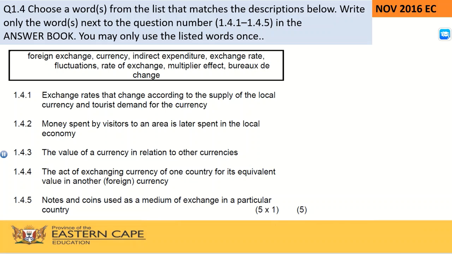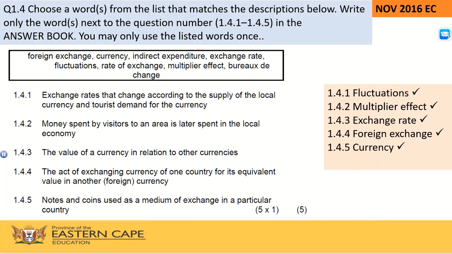And lastly, 1.4.5, notes and coins used as a medium of exchange in a particular country. If you take a look at the concepts given above, you should be able to identify which concept or which word matches that statement. So I trust that at this stage you have selected your answers, because I'm going to give them to you on the screen and I want you to see if you were correct.